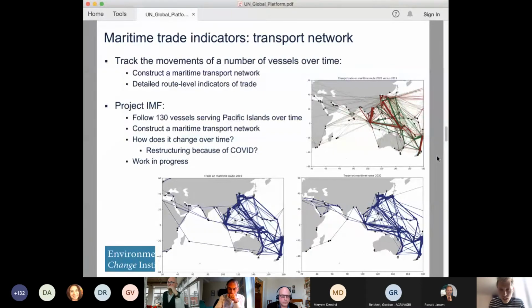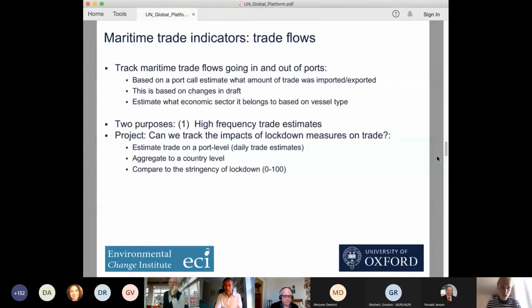And it's hard to see if there's any change, but if you go to the top figure, you realize there are actually some changes going on, and the red lines are a drop in trade, whereas the green lines are an increase in trade. So without looking into the specifics, you can see that the maritime transport network has been restructured, and this could be because of COVID. This could be because of other reasons, and this is still work in progress, but just to showcase that these kinds of applications are also possible.